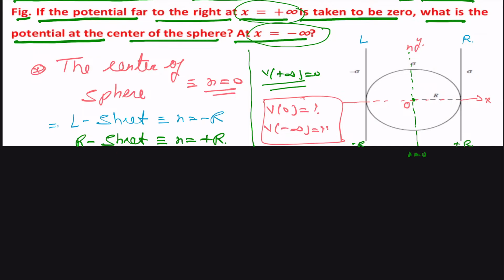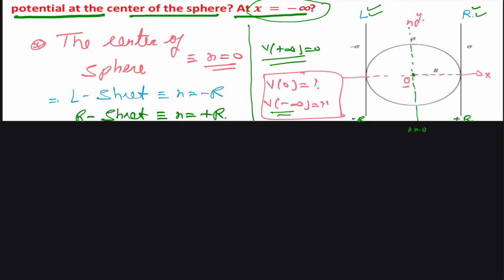Now if you look closely, at least for one thing we are very sure: the potential at the center will be the effect of the sphere's potential, the potential because of our left sheet, and the potential because of our right sheet. So all three are going to influence the potential at the center. Later on we can discuss how the potential at minus infinity can be found out. So we are going to treat these as separate objects. First we discuss the sphere independently, then the left sheet and right sheet independently, and then we solve for the potential at the center.